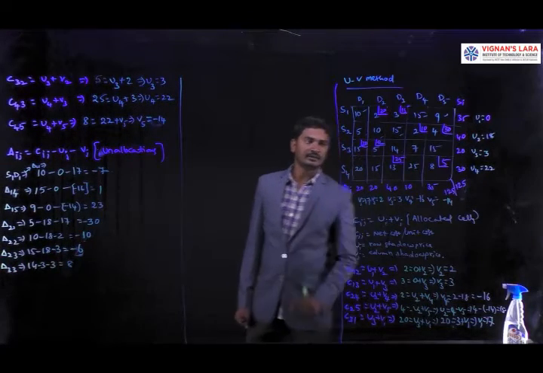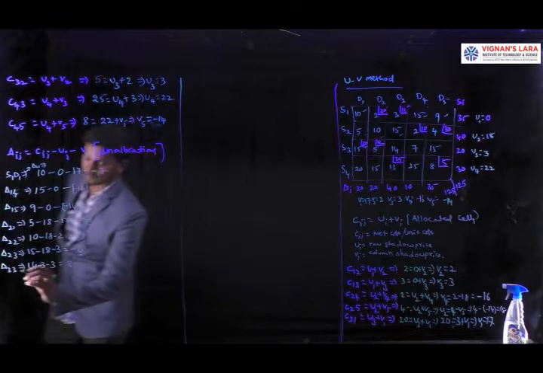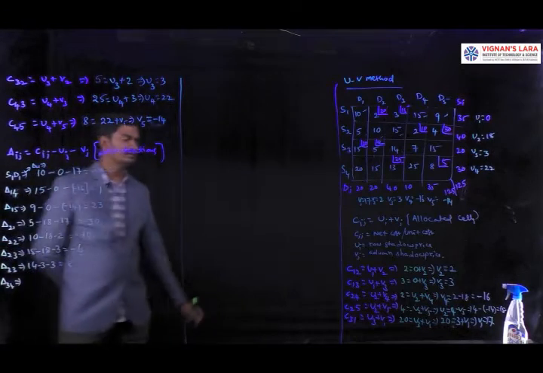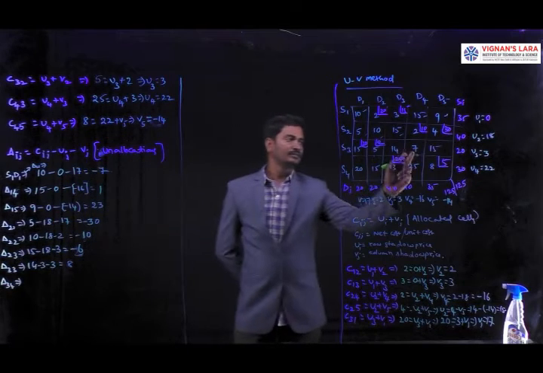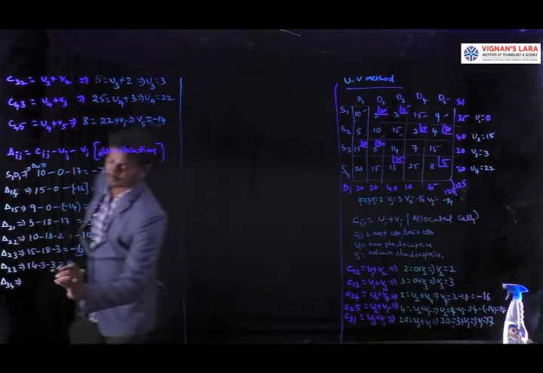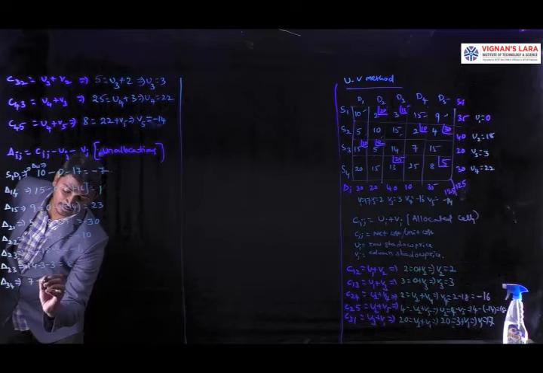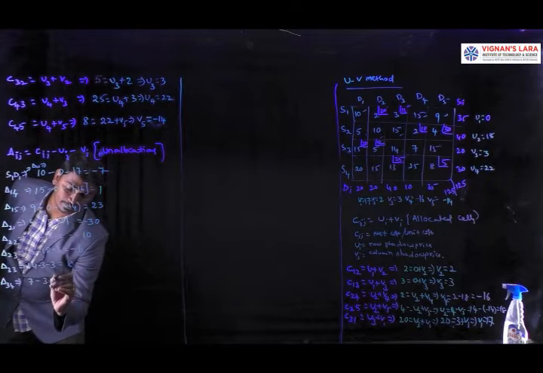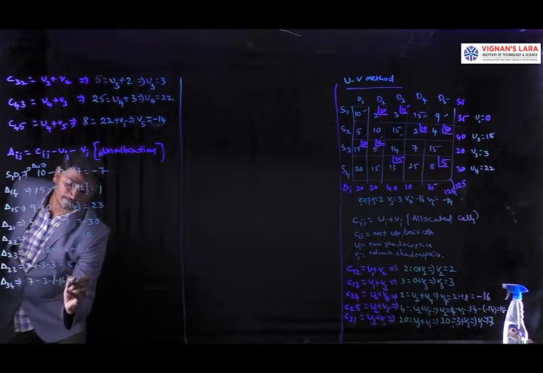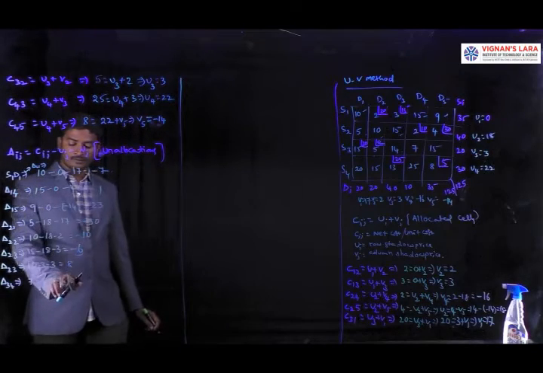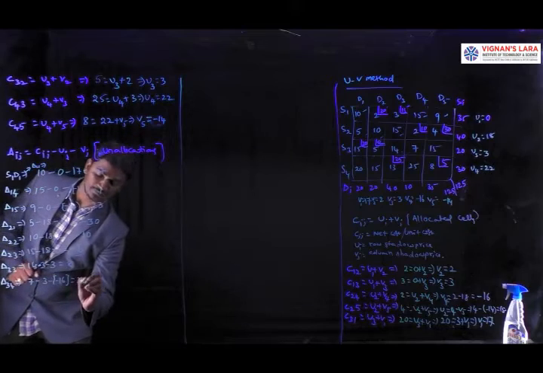Next, here we have S3 D4. What is the S3 value? 7, 3 minus 16, 7, 3, minus of minus 16. Okay, from this 4 plus 16, 20.